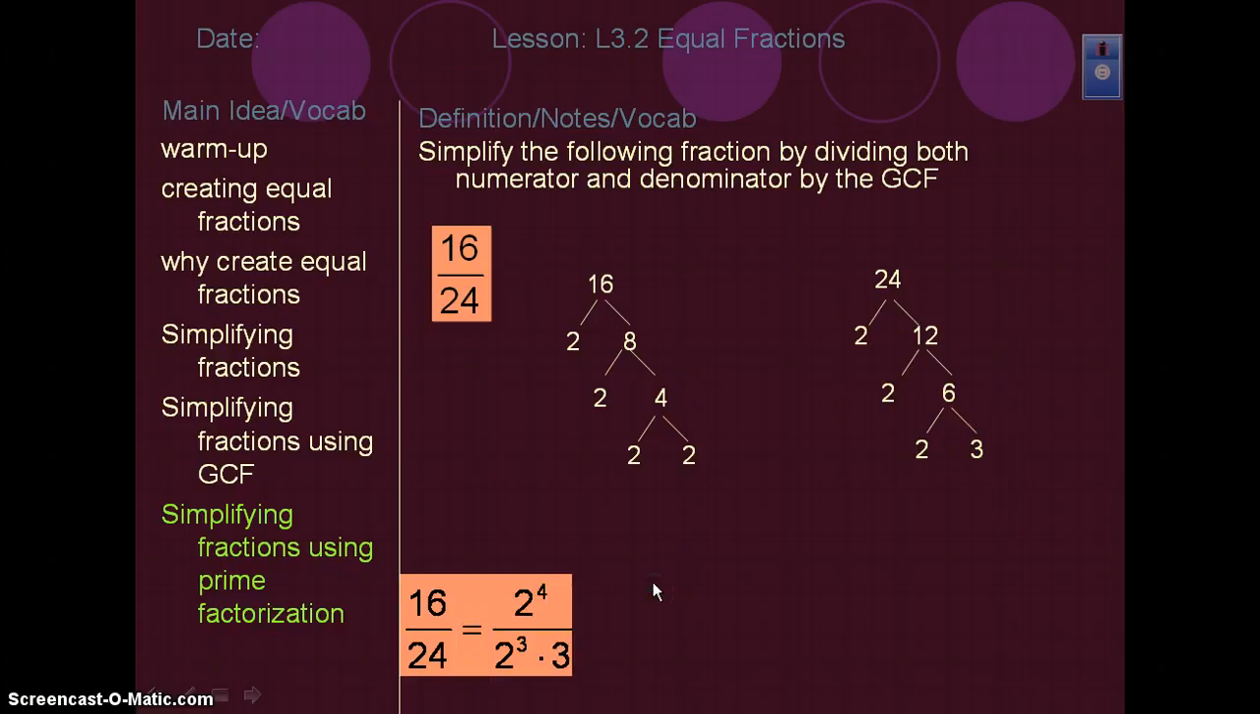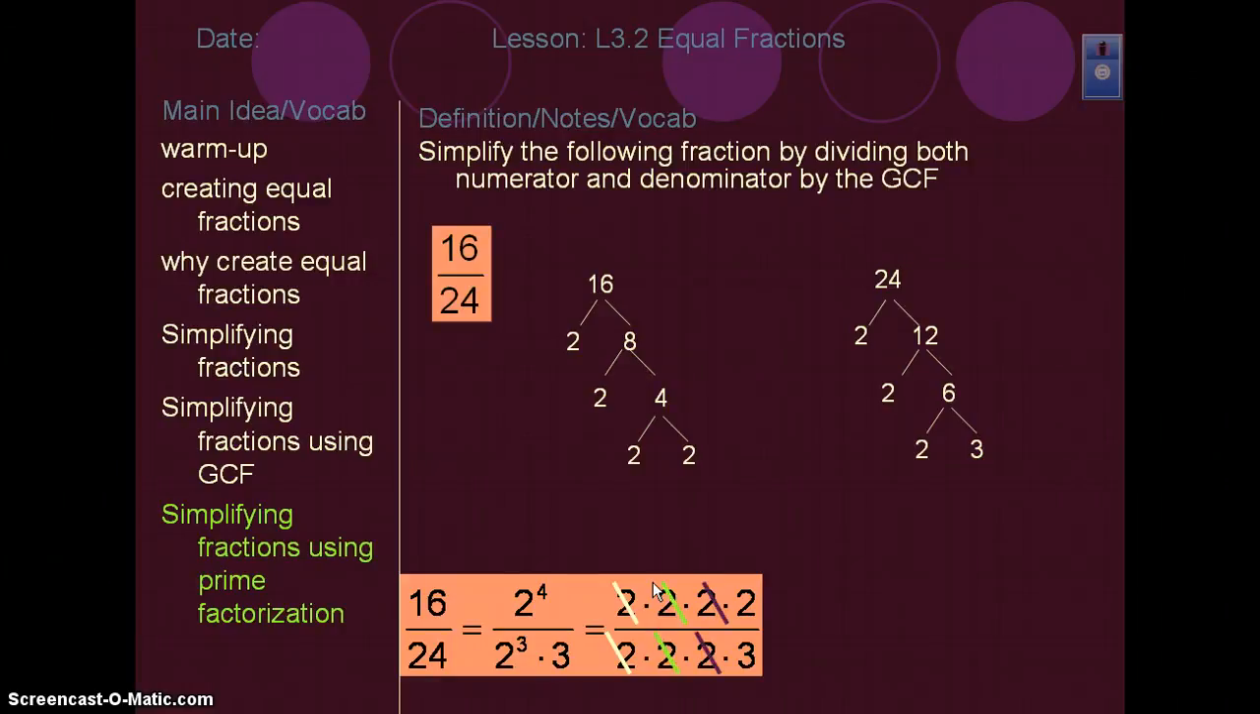If we take a look, the prime factorization can be written with exponents rather than as an extended form of the multiplication. The extended form of the multiplication can help us to see our common factors to divide out. Here we're dividing out really by just never even multiplying the 2, the 2, the 2. 16/24 is the same as 2/3.